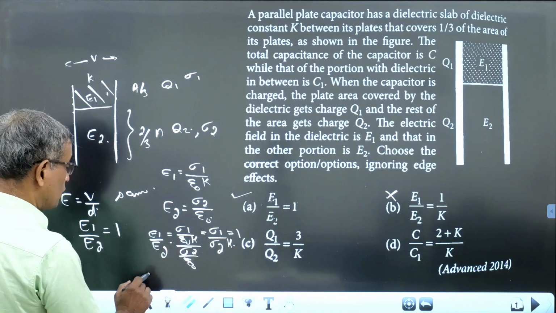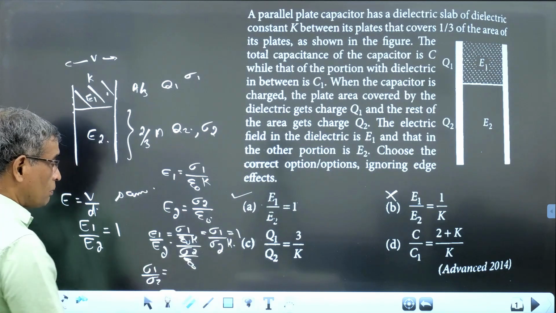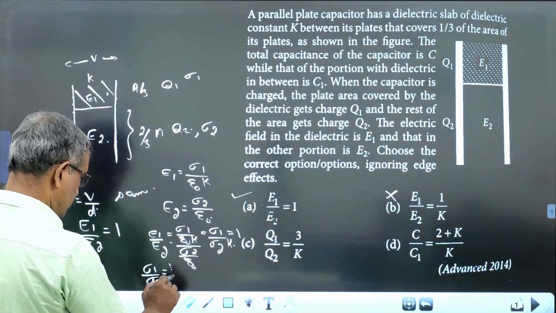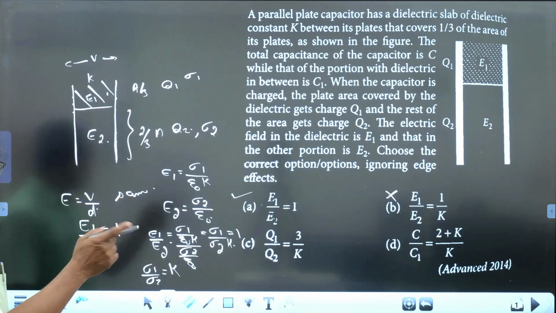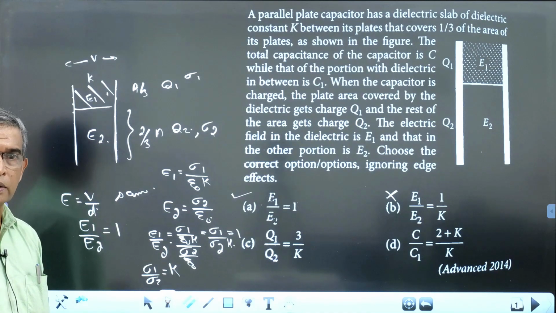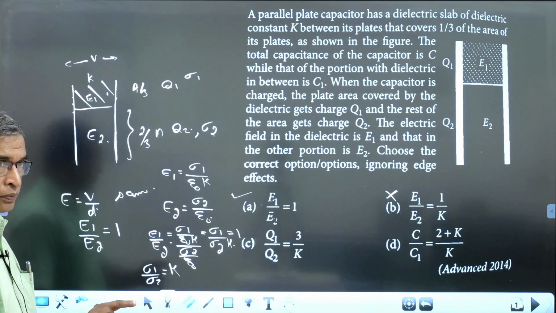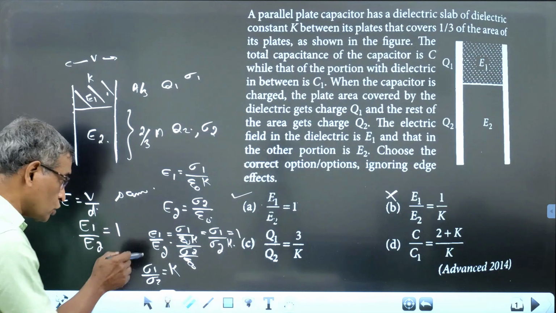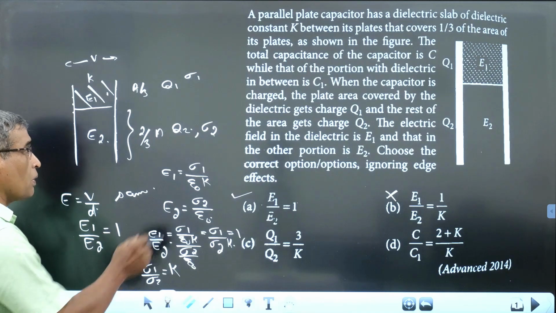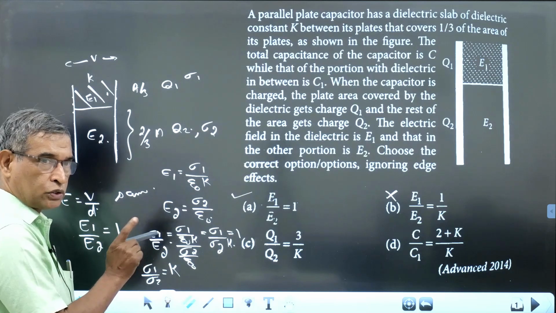If this is equal to 1, then what is sigma 1 by sigma 2? Sigma 1 by sigma 2 is equal to K. If that was the option there, sigma 1 by sigma 2 is equal to K, that is correct. But here it is not there. You can consider it as an option: sigma 1 by sigma 2 in this problem is K, and if it were there, it would be correct.